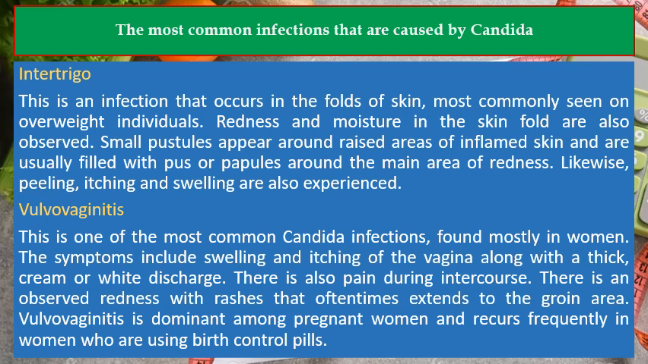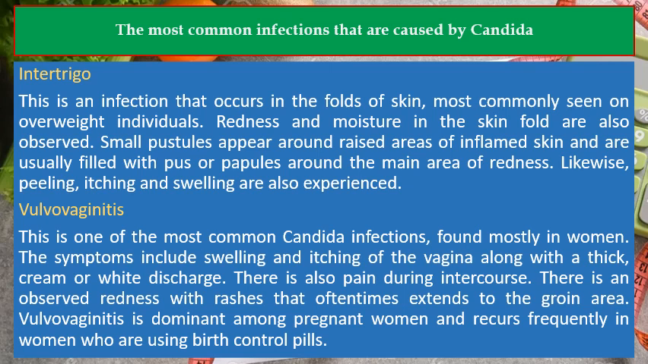Intertrigo. This is an infection that occurs in the folds of skin, most commonly seen on overweight individuals. Redness and moisture in the skin fold are also observed. Small pustules appear around raised areas of inflamed skin and are usually filled with pus, or papules around the main area of redness. Likewise, peeling, itching and swelling are also experienced.